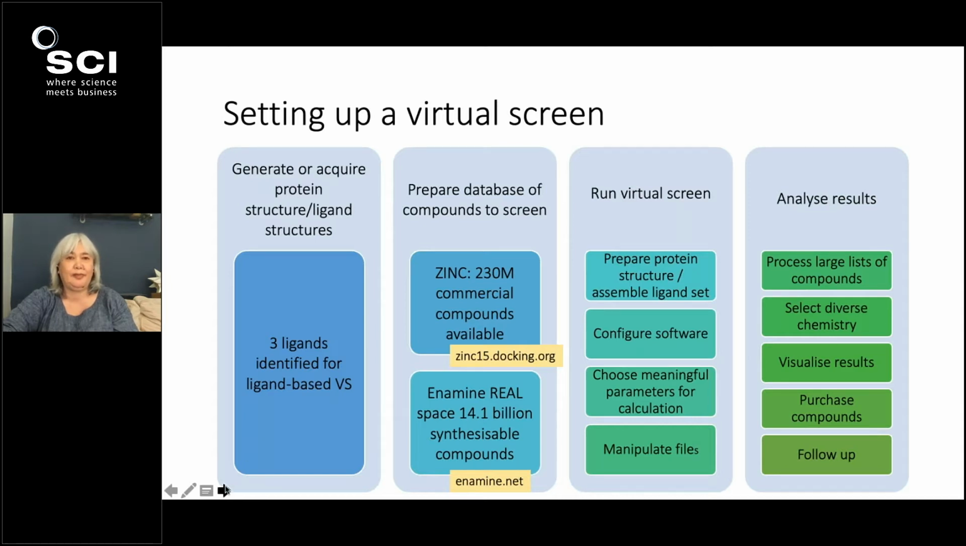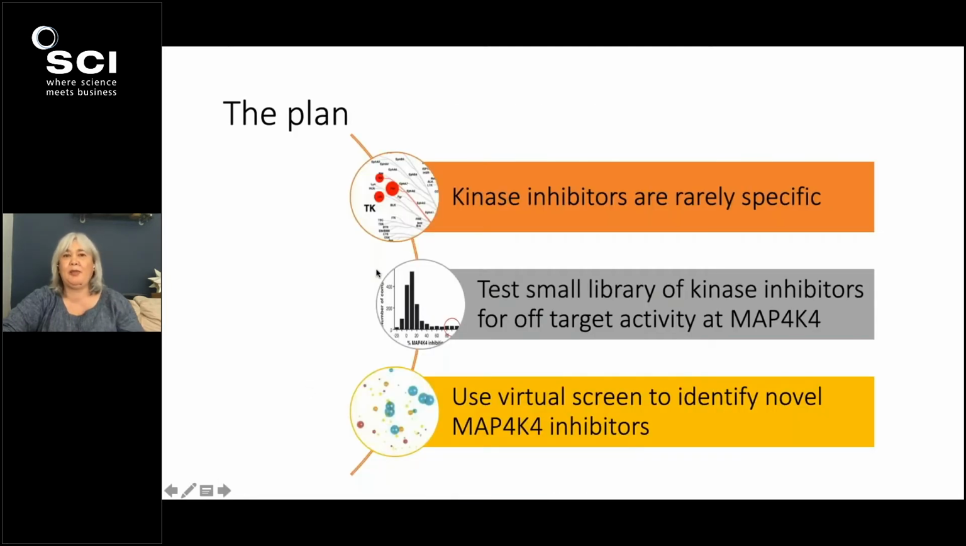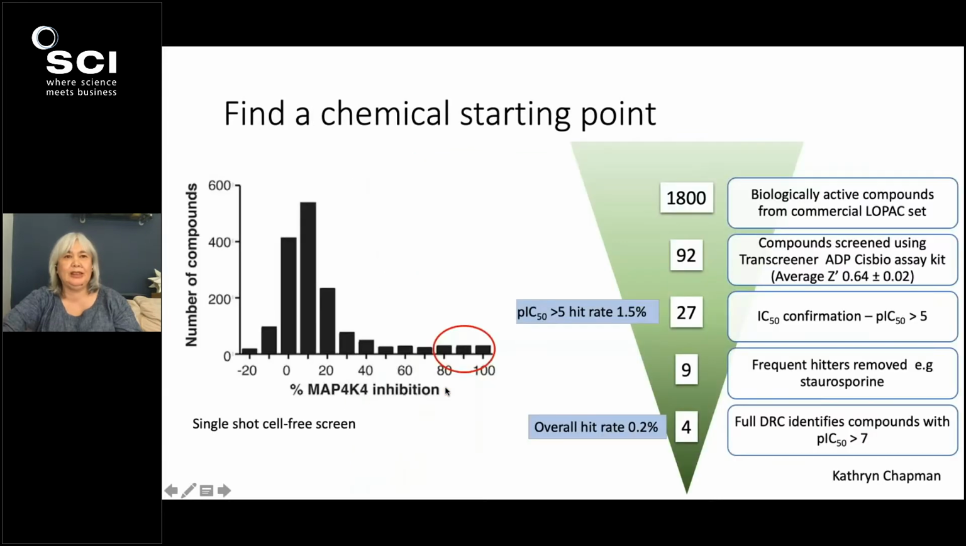Okay, so the plan for MAP4K4 was to use the fact that kinase inhibitors are rarely specific, and to look for a small set of compounds which had good off-target activity at MAP4K4. And then we're going to use a virtual screen to identify novel compounds. So finding the first chemical starting point involved a wet screen. This was compounds from the LOPAC set.